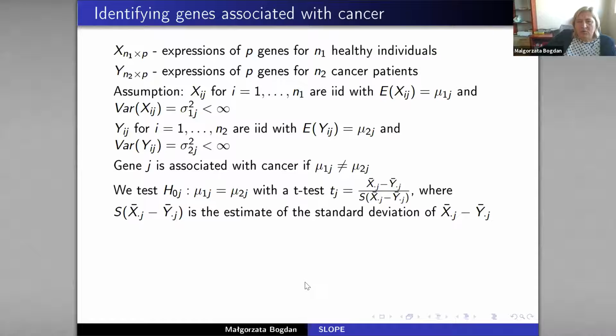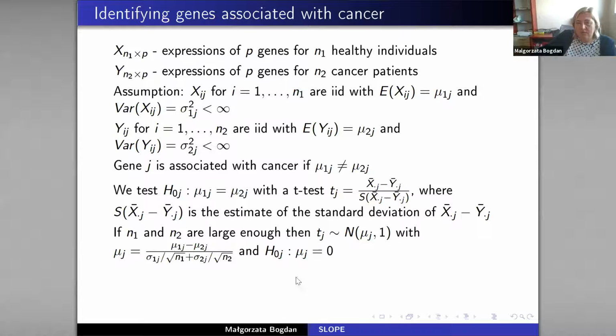So what do we do? Well, you probably know the classical t-test. So we test the hypothesis that the mu's are the same. So there is no difference in expected values of our expressions in healthy and cancer patients for the j-th gene. And we construct the t-statistic. So we basically calculate the average expression in one group, in the other group. We subtract this, and we divide over the estimator of the standard deviation of this difference.